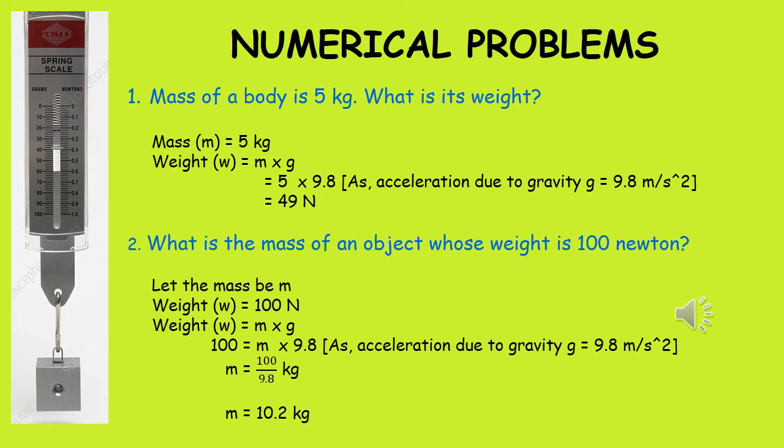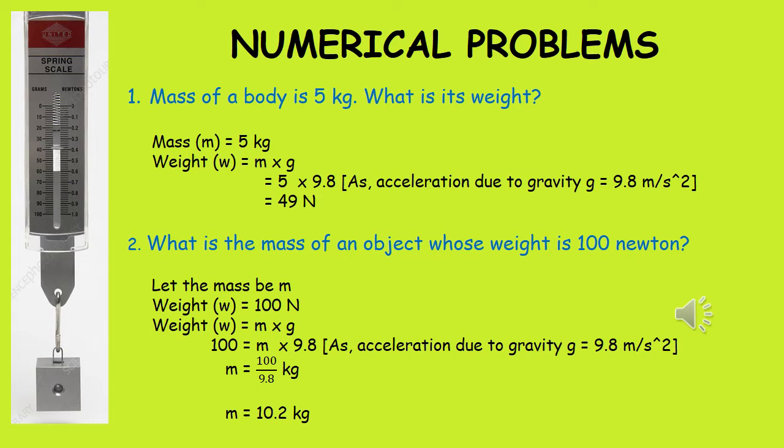Question number 2: what is the mass of an object whose weight is 100 Newton? In this case, weight is provided, we have to find out the mass. Let the mass be m, weight is 100 Newton, so W = mg. So, 100 = m × 9.8, mass is equal to 100 by 9.8, that means it will be 10.2 kg.